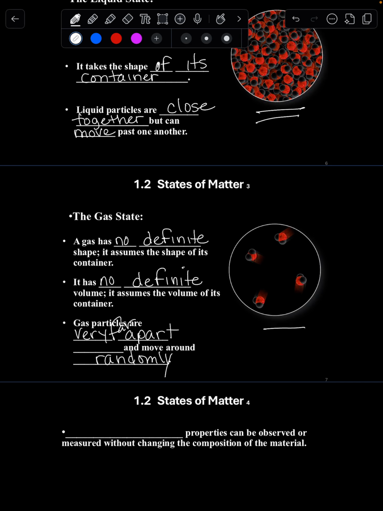When we study gases, we'll see that they actually move in straight lines. Gas particles move in straight lines until they hit something. They can either hit another gas particle, and then they would change directions and go the other way, or they might even hit the side of the container itself.